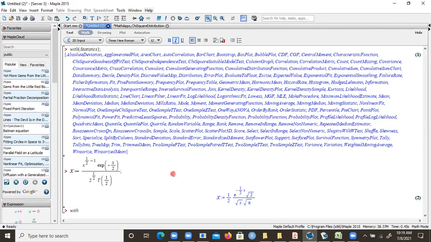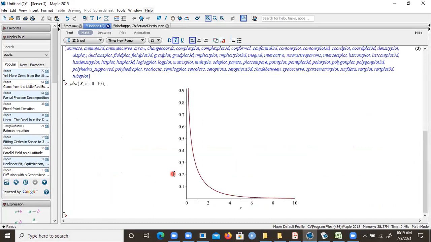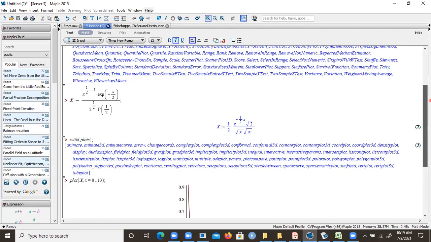After this, we are going to use this command with plots. If I use this command, then this plotting of figures will be activated. Now we shall write plot x, comma, x will run from 0 up to 10. And see, this curve is coming. The curve that is being shown is coming over here with respect to the function.